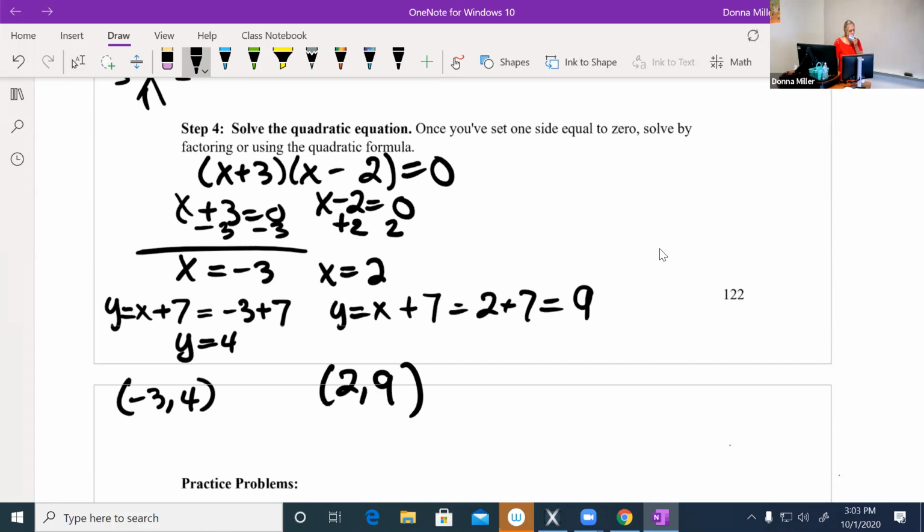I found those algebraically. Okay, I don't have to do that. I can use my graphing calculator. So I want to make sure you guys see how to use the graphing calculator.